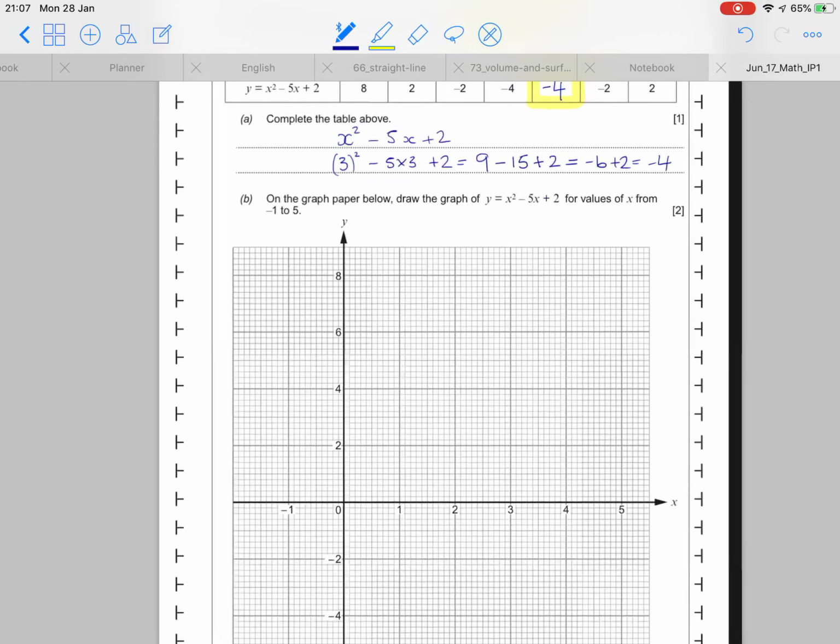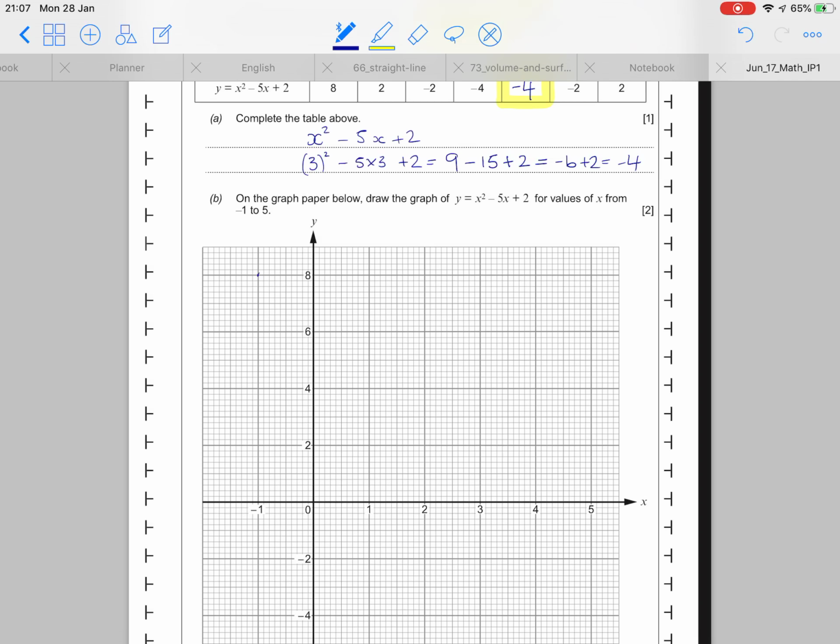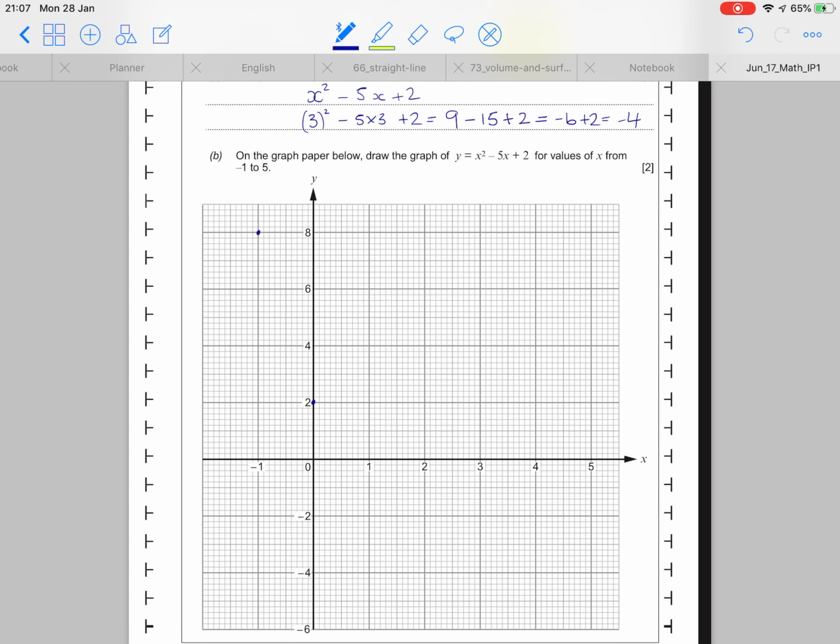First one across to minus 1, up 8. Across to minus 1, up 8 will be there. Second one across to 0, up 2. Third one across to 1, down to minus 2. Across to 2, down to minus 4. Across to 3, also minus 4. 4, minus 2, and the last one, 5, positive 2.